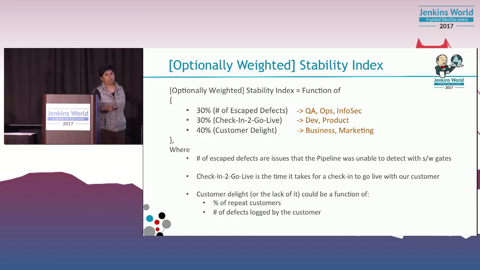So I agree. If you ask somebody in dev or product, it's my check-in to go live, which Jez Humble refers to as lead time. If I have a bug, how fast can I fix it? If I have to push a new feature, how fast can I release it? So how long does it take for a check-in to go live? Stability means that to some people.